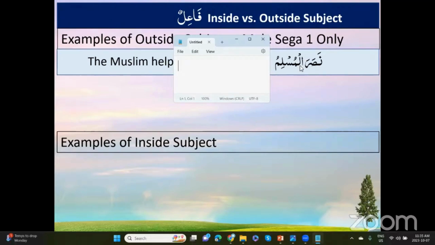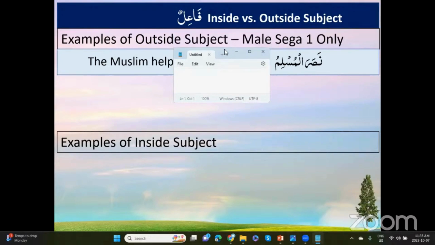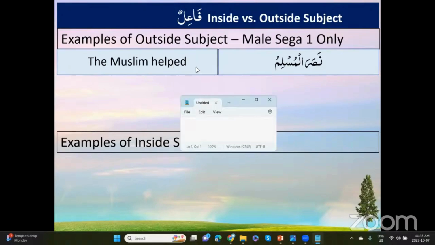So is it outside? Yes. Is it visible? Yes. So the translation will be: al-Muslimu, the Muslim helped. See, the Muslim helped.